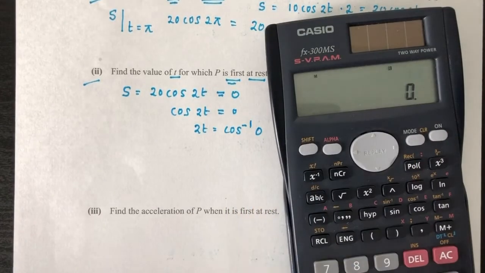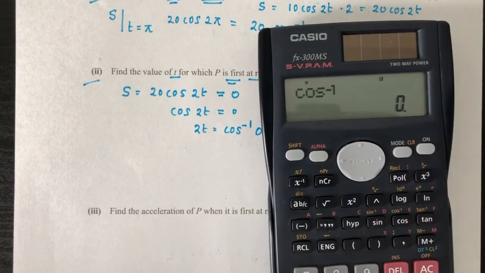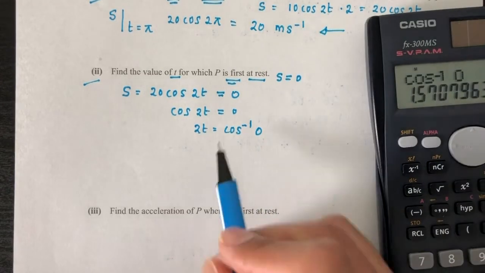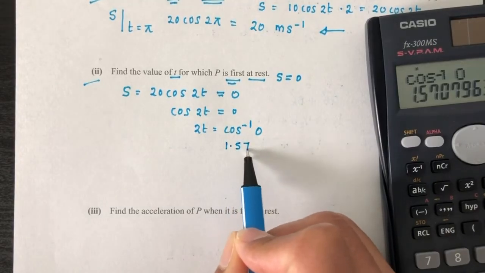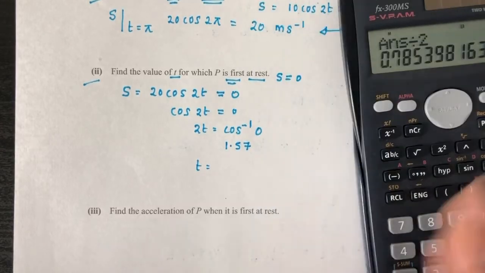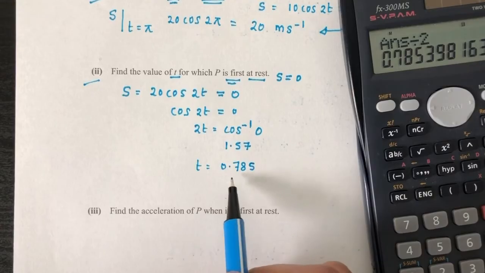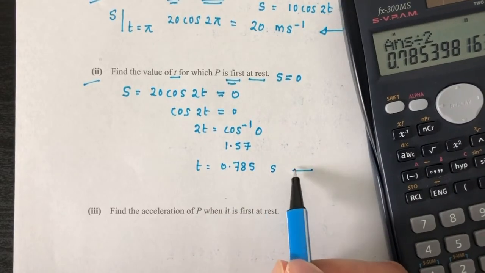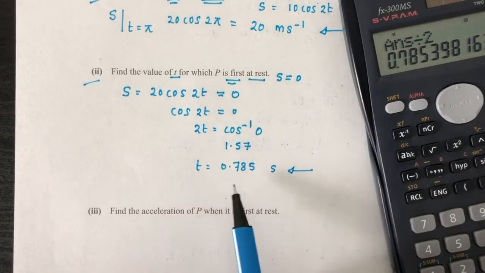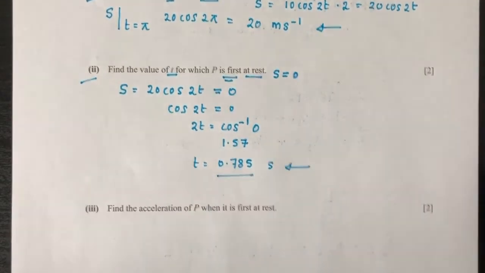Now you have to find the first value, so basically the acute angle that comes with this. Cos inverse of 0 will be 1.57. So t will be divided by 2, 0.785. So this will be your value of t when it first becomes 0. You can have many values, but you need to take the first value, which is the smallest value, for your value of t. So that will be the answer for this one.